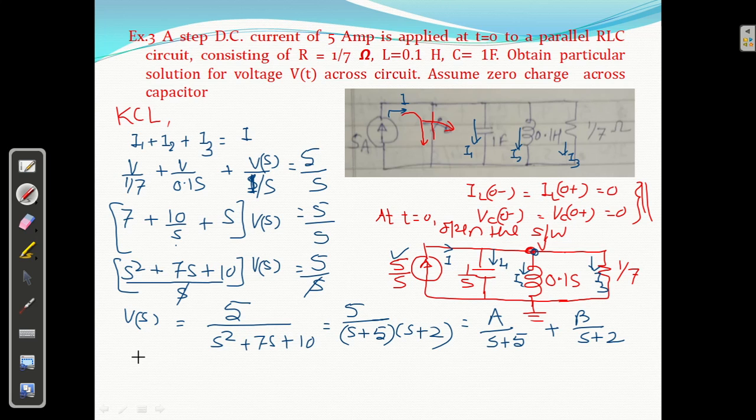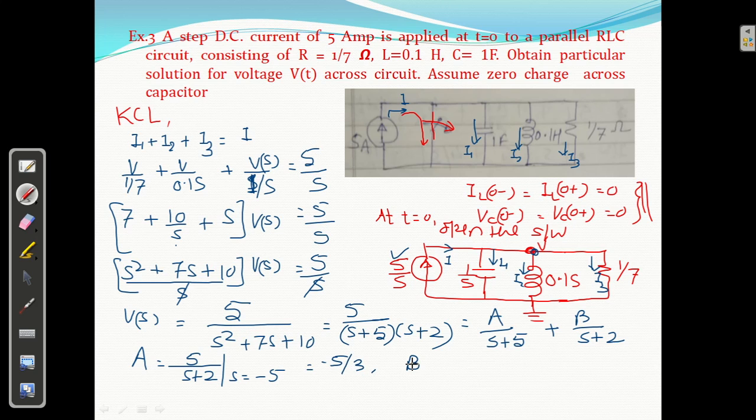So what is the value of A? How to find A? Multiply both sides by S plus 5, S plus 5 cancels, and put S equal to minus 5. A equal to 5 upon S plus 2, put S equal to minus 5. So I am getting 5 by minus 3, minus 5 by 3.